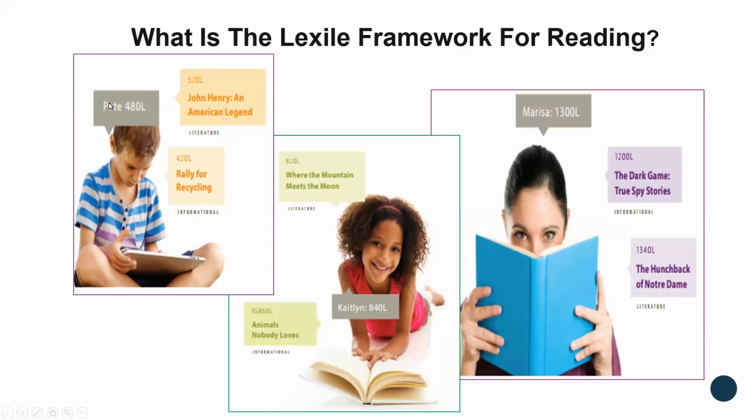What this means is Pete has had text matched to him at an appropriate range that enables Pete to access the information without being frustrated or bored. The same thing goes with Caitlin, possibly a middle school student, and Marissa, possibly that high school student. So again, that's another feature to think about the Lexile framework for reading, that these measures can follow that child from elementary, middle, into high school. And we will see in some of the research we will talk about in our college and career readiness that those measures can follow that student on into life after high school.